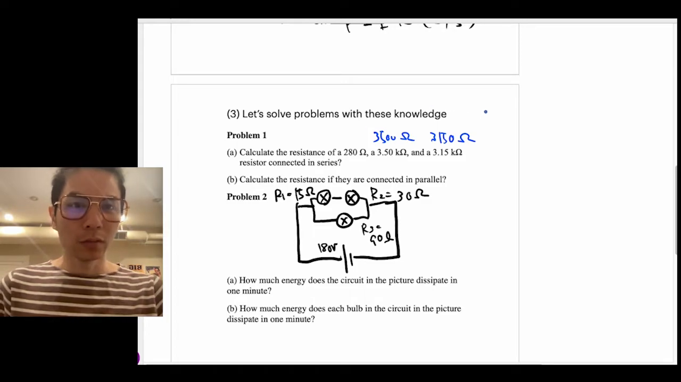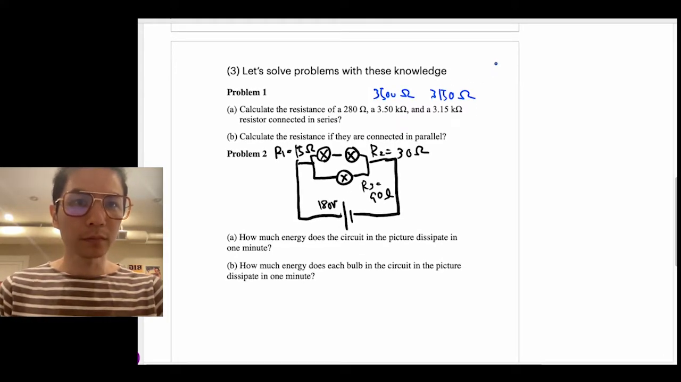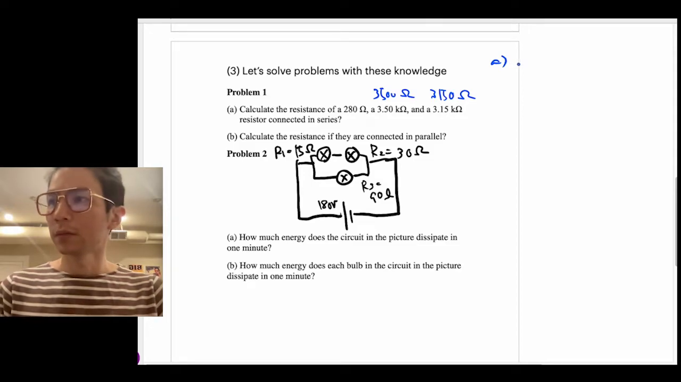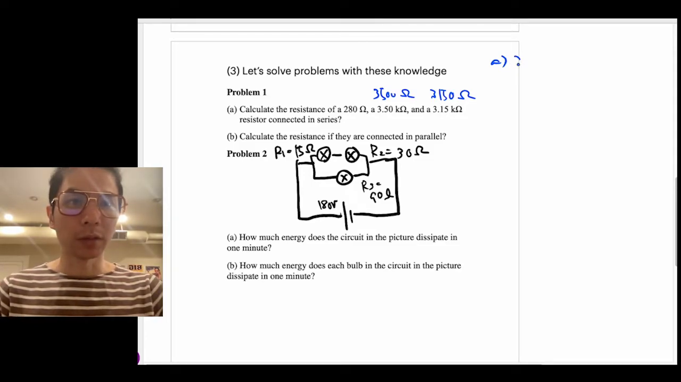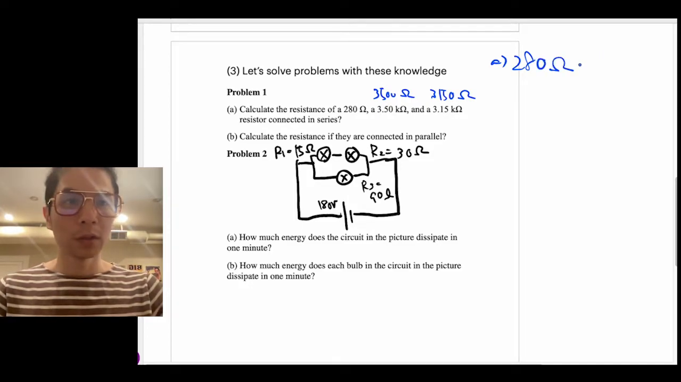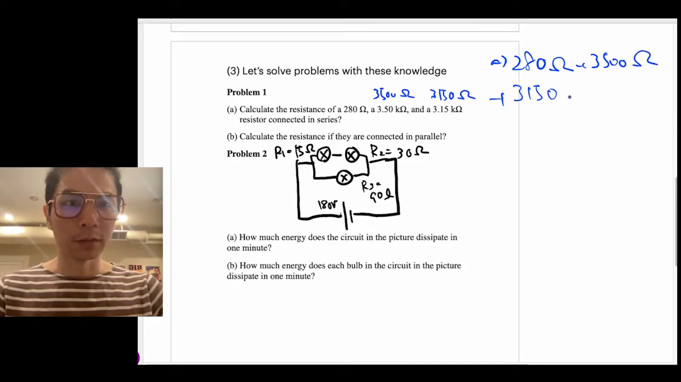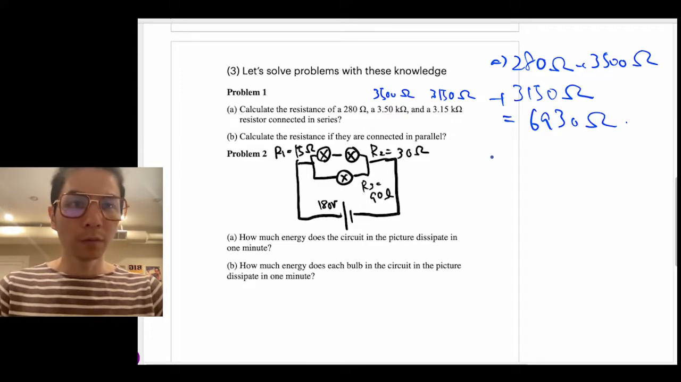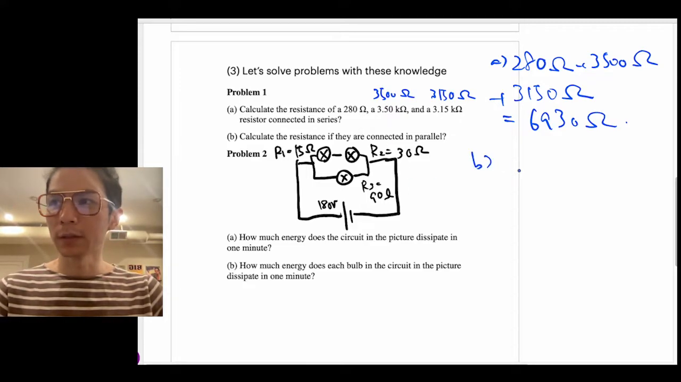So A equals simply 280 ohm multiplied by 3000 ohm plus 3150 ohm. Then the answer is 6930 ohm. It's pretty simple. B is also pretty simple.